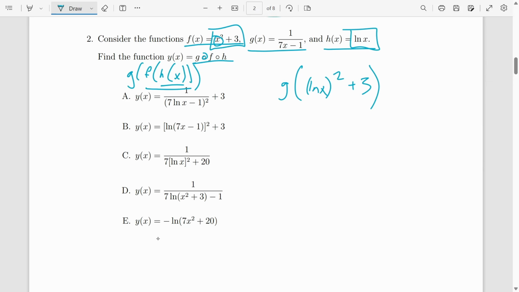So there we go, we've got the inside now, and now we need to put all of this inside g of x. So we need to put it inside the x of the 1 over 7x minus 1. Putting that in there, we get 1 over 7 times ln x all squared plus 3.